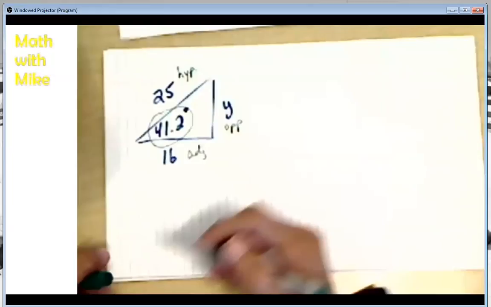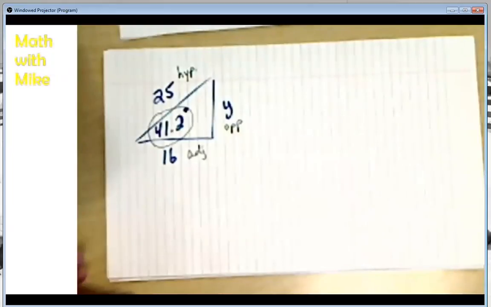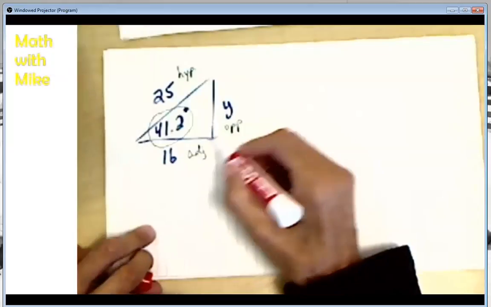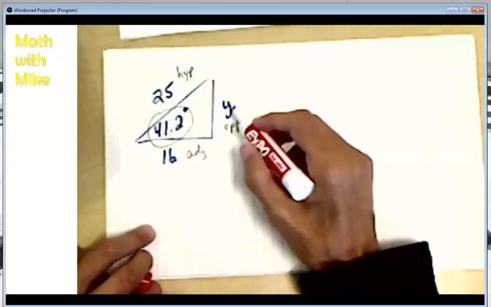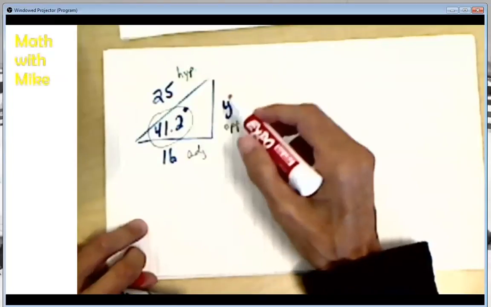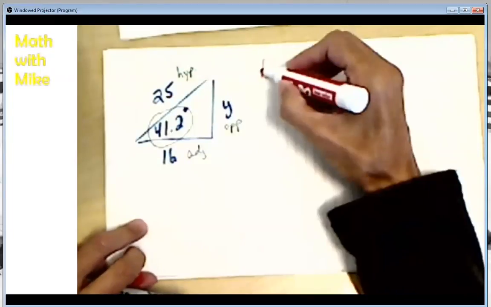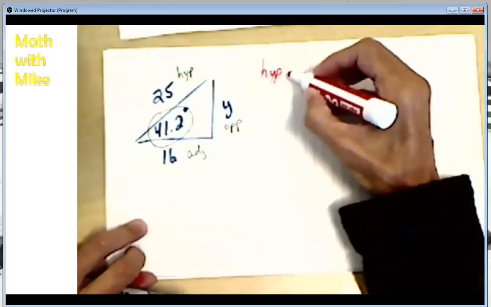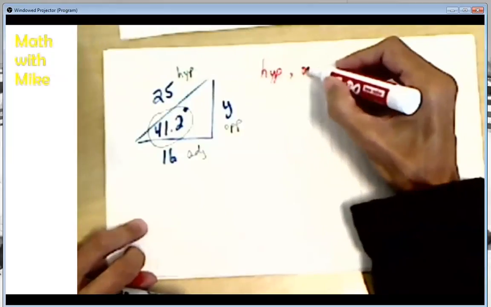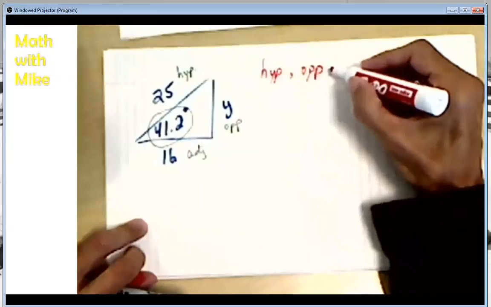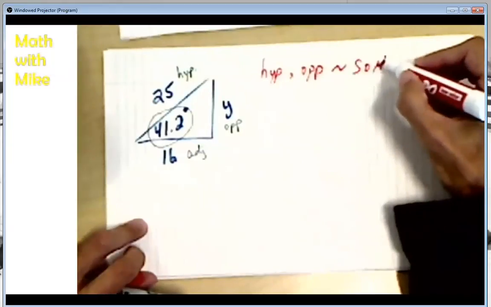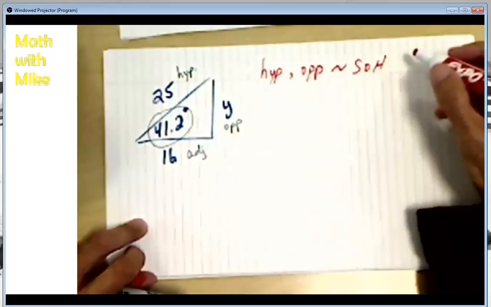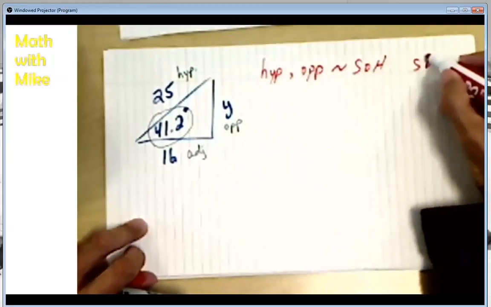And then choose two of them, one of these sides to work out this missing one. So I'm going to choose the hypotenuse because it's nice. We're looking for the opposite. And so this means SOH, because that is both. So that means we're going to use sine in order to work this out.